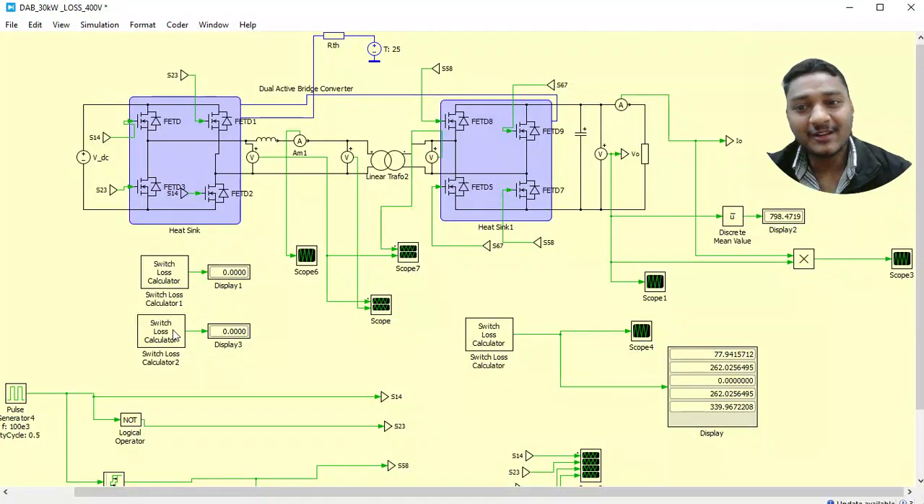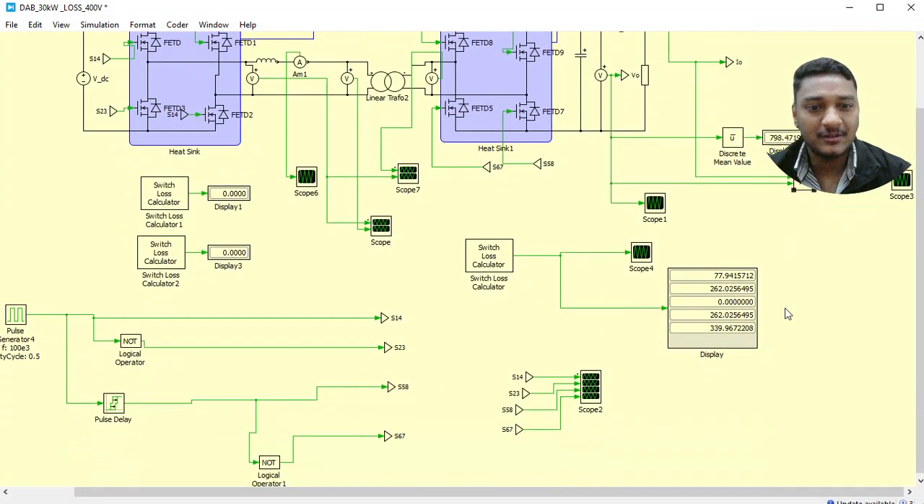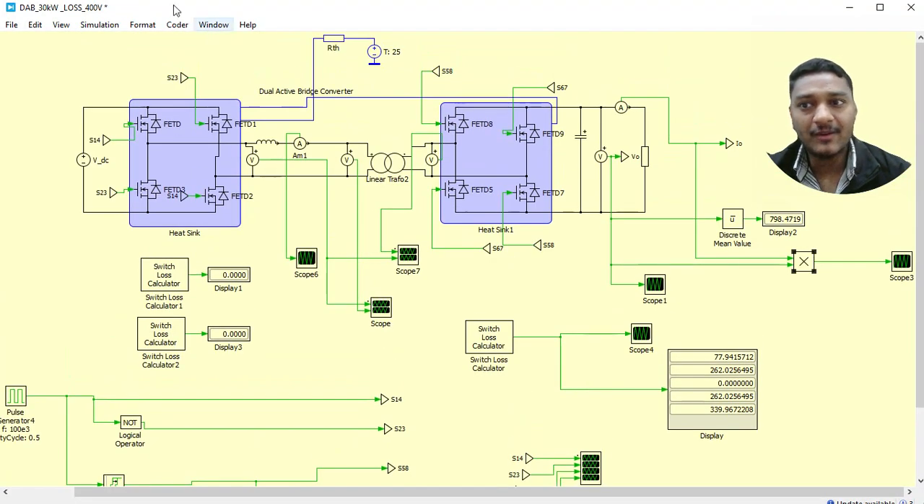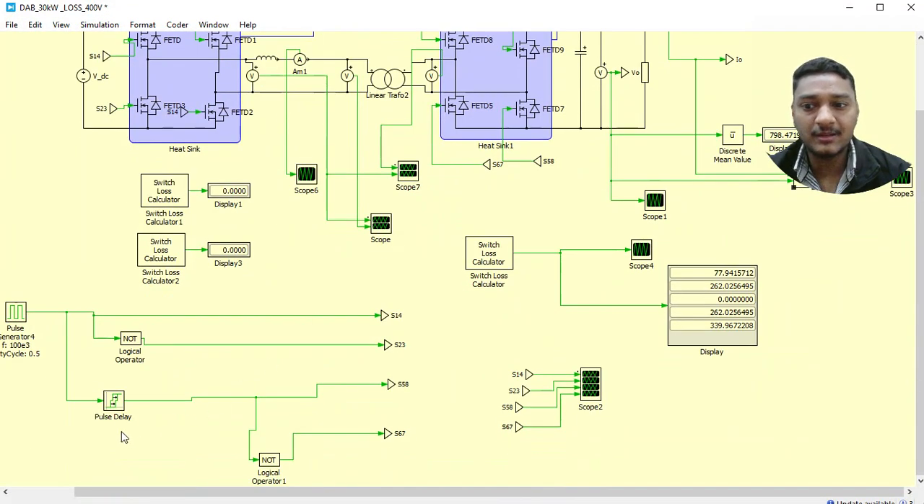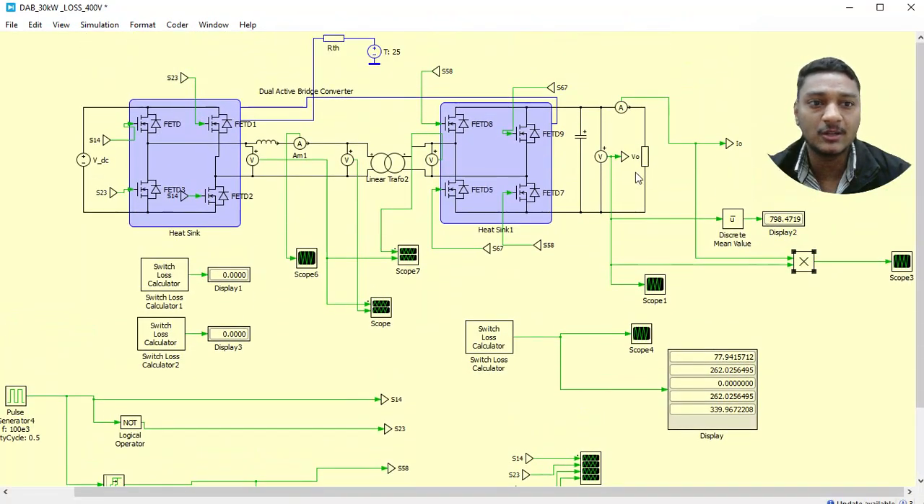So the switch loss calculator we have added. Now I will just run the simulation. Another blocks you are already familiar with: this is a multiply block, I wanted to show the voltage and current multiplication, that is power. This is just a display block, and I'm seeing the gate pulses here. I have set the parameters and the phase pulse delay block in such a way that I should get 30 kilowatt power.